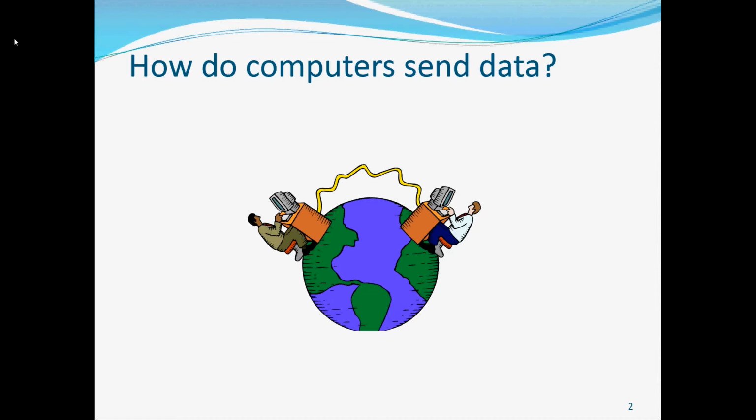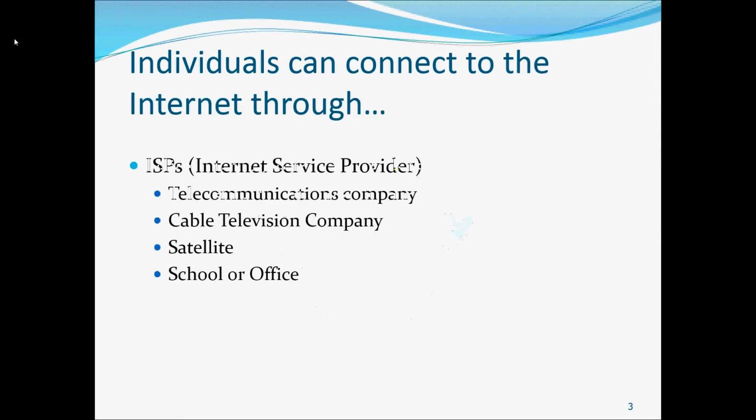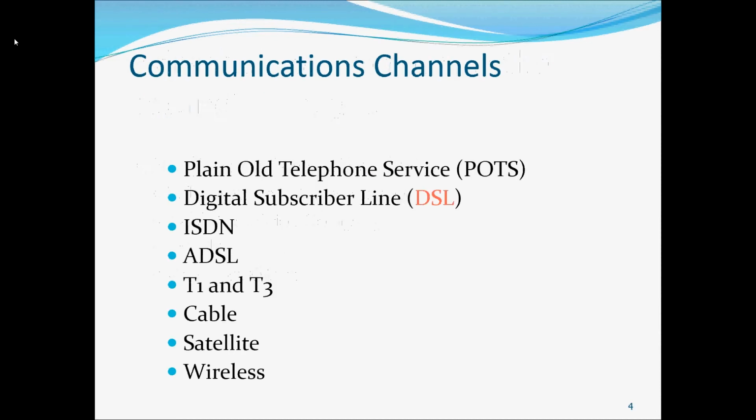Here in the image, you can see two people in different parts of the world communicating with each other, probably through the internet. Now, individuals can connect to the internet through their ISPs, which can be their telecommunications company, cable television company, satellite, or school or office.